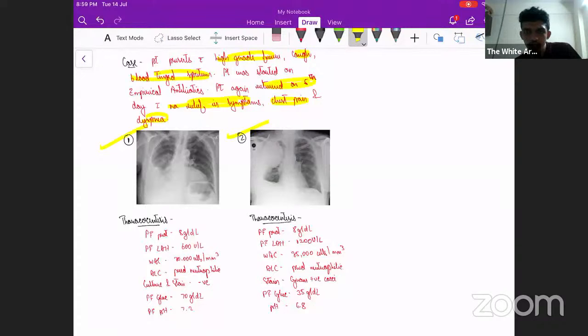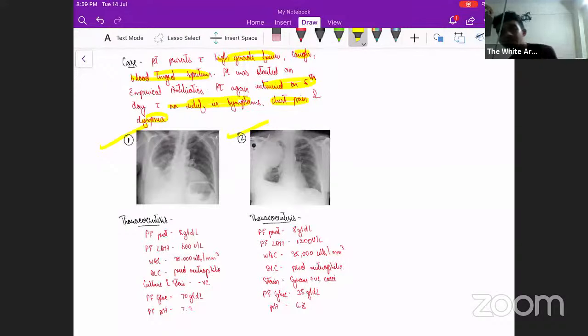Okay, Bhavya, which is empyema? Case 1 is empyema or case 2 is empyema? Case 2 is empyema. Okay, why do you say so? Why is case 2 empyema? What is case 1 then?